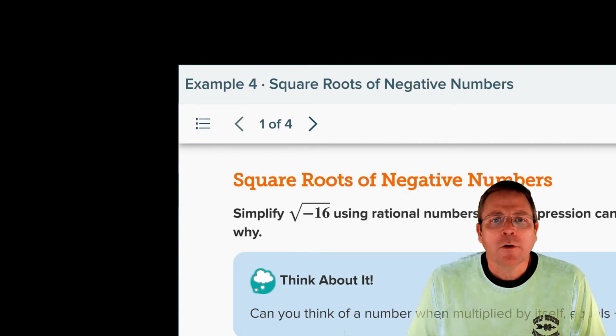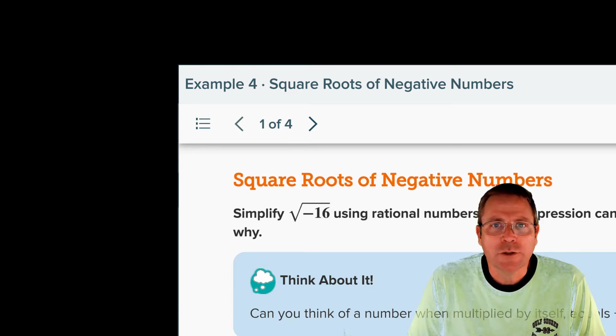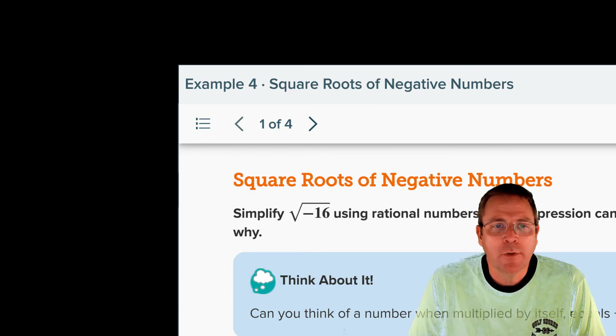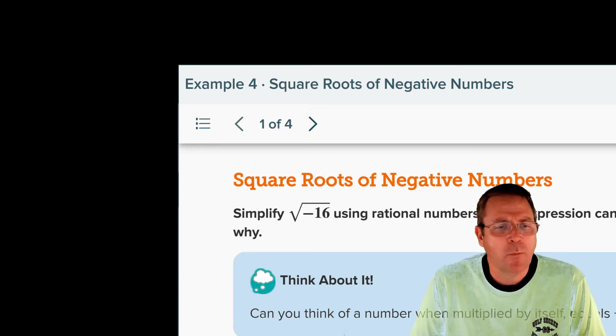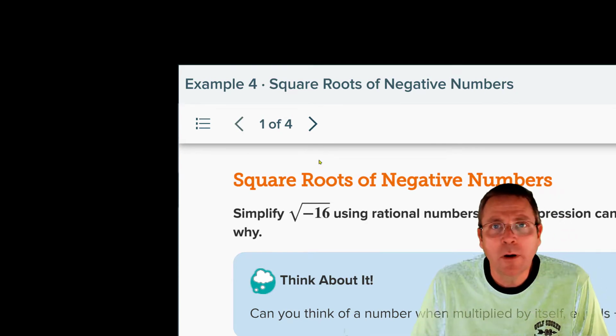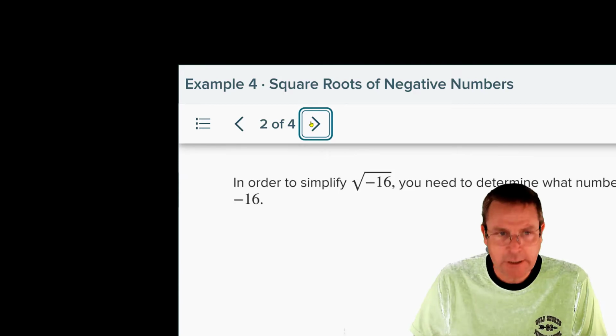Now, we've already talked about the idea of example 4 back when we were doing order of operations in module 3. I gave an example there of the square root of negative 25, and I told you that was an irrational number. Now we have to simplify the square root of negative 16 using rational numbers, and if the expression cannot be simplified, explain why. This is going to be the same type of situation where there's no number you can multiply by itself to equal negative 16.